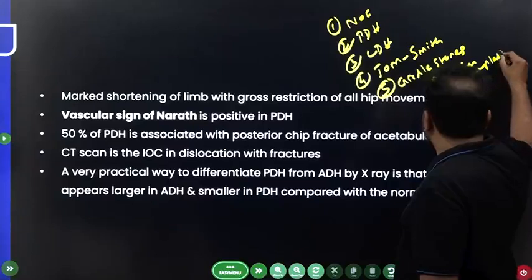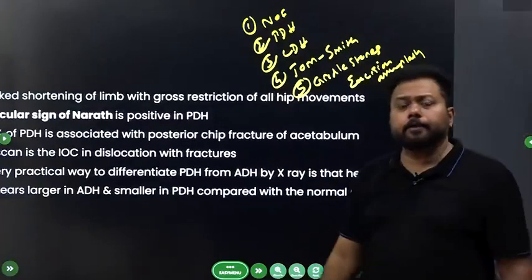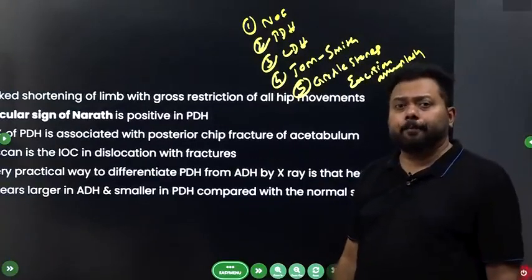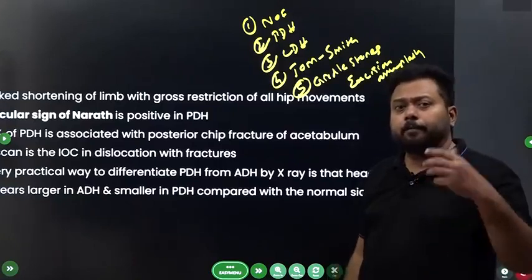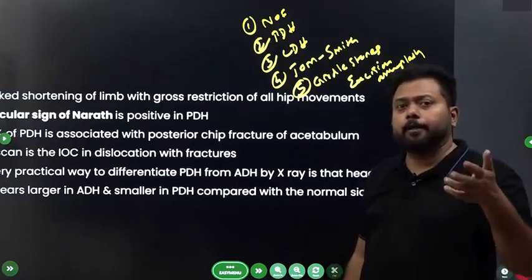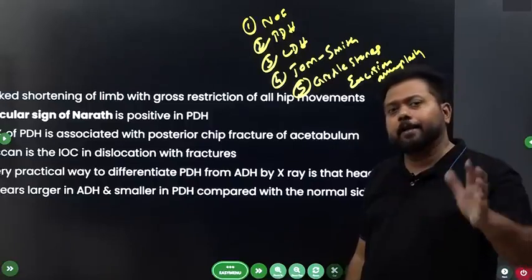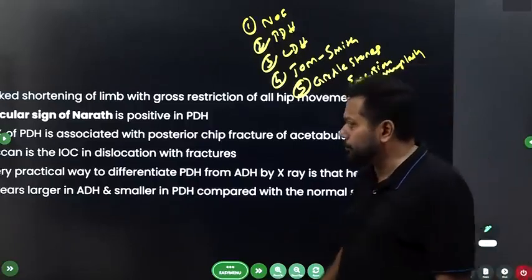Girdlestone's excision arthroplasty comes under the chapter tuberculosis of the hip. Whenever tuberculosis of the hip is not resolving with routine anti-tuberculous drugs, excise the head and neck of the femur. That's called Girdlestone's excision arthroplasty.